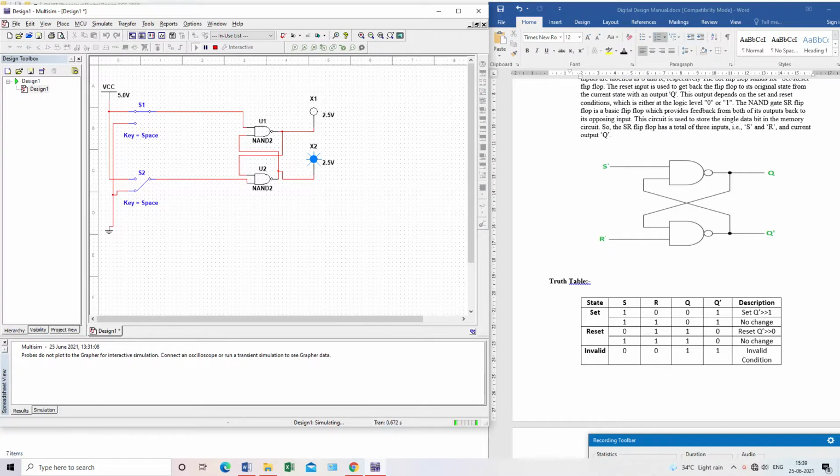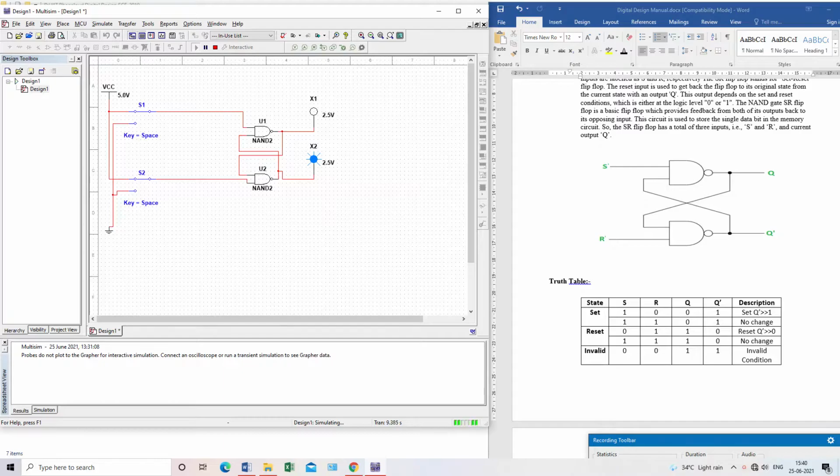Okay. So you can see, the below one is the Q dash output and the above one is the Q output. So my Q output is 0 and my Q dash is 1. My S is on 1 and R is on 0. If we change this R to 1, then also my output will be the same, because this is in the set state.